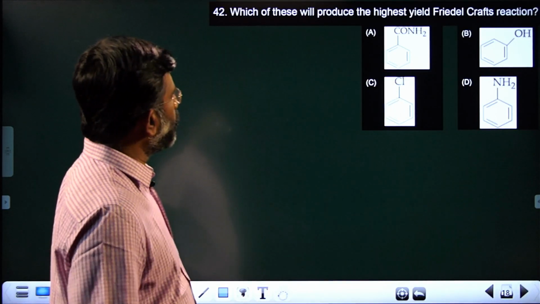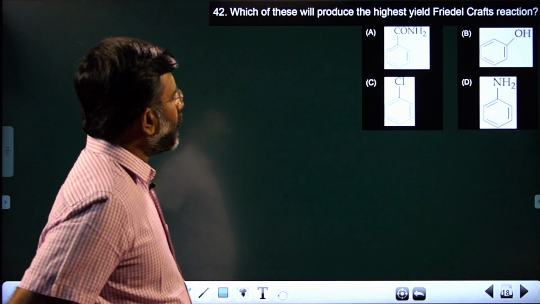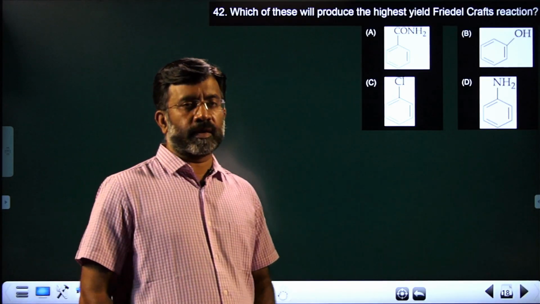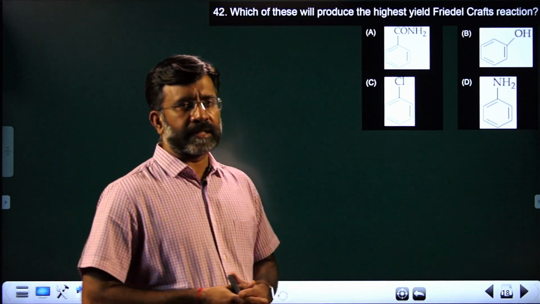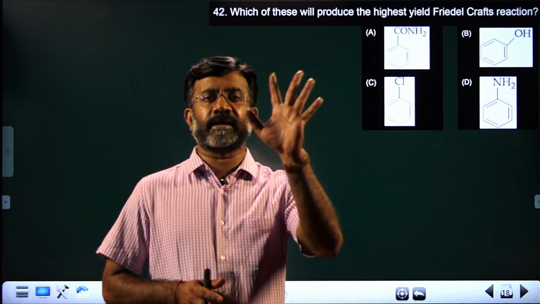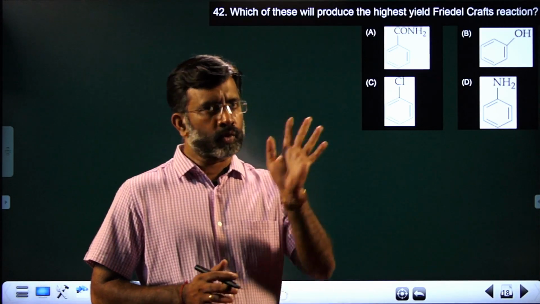Which of these will produce the highest yield in a Friedel-Crafts reaction? In choice 1, it is benzamide. The amide group is a deactivating group, so it is out.